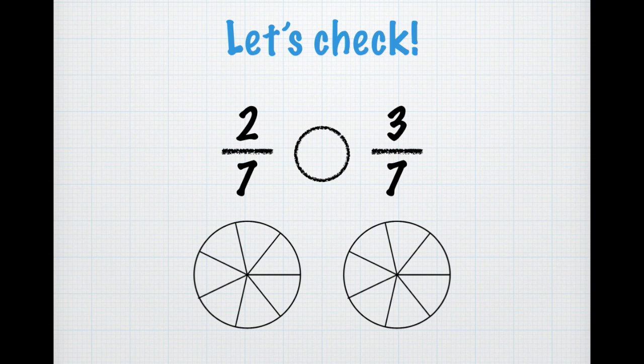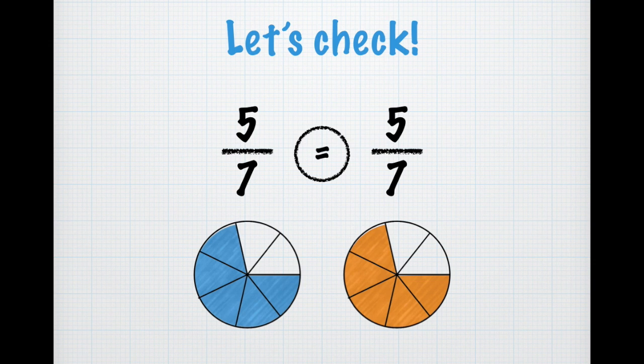2/7 compared to 3/7. I shade 2 out of 7 pieces and 3 out of 7 pieces. And when I look at my fractions, I can see there's more orange. 3 pieces is more than 2. So 2/7 is less than 3/7. And 5/7 compared to 5/7. Shade in 5 out of 7 pieces and 5 out of 7 pieces. And I can see I shaded the same amount, so 5/7 is equal to 5/7.